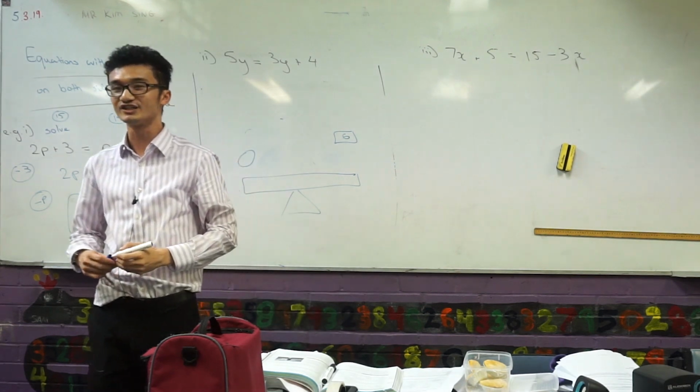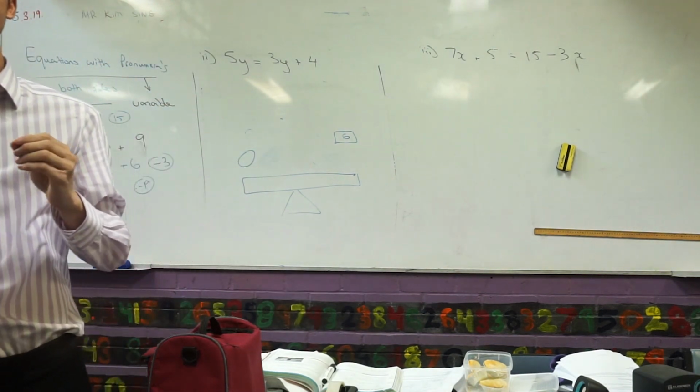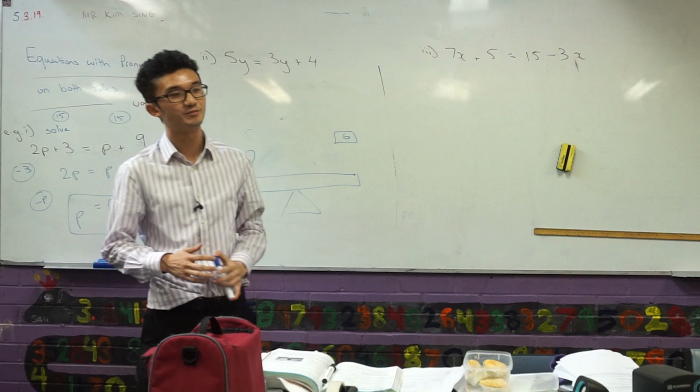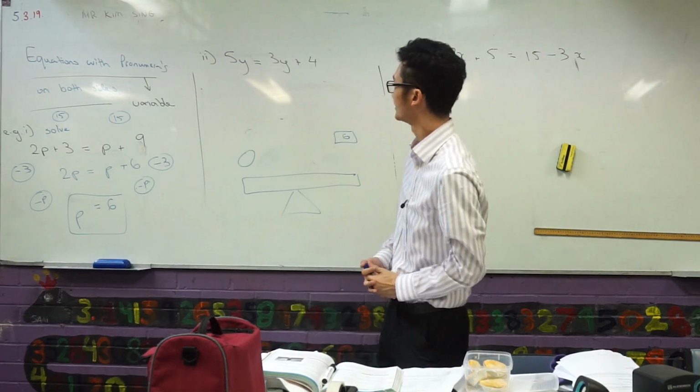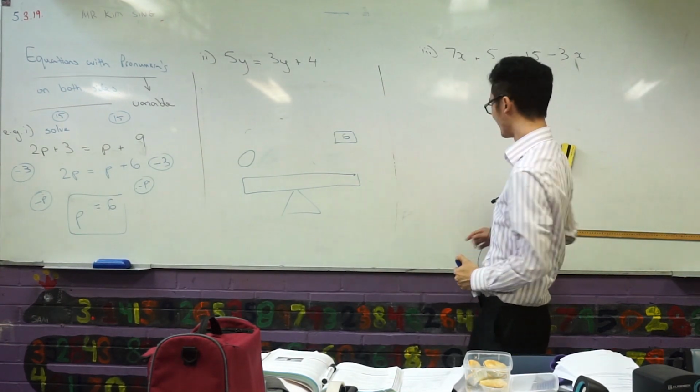So equations always have to be balanced, and we do that by thinking about opposite operations. Okay? We always think about opposite operations. Jot that down for me.